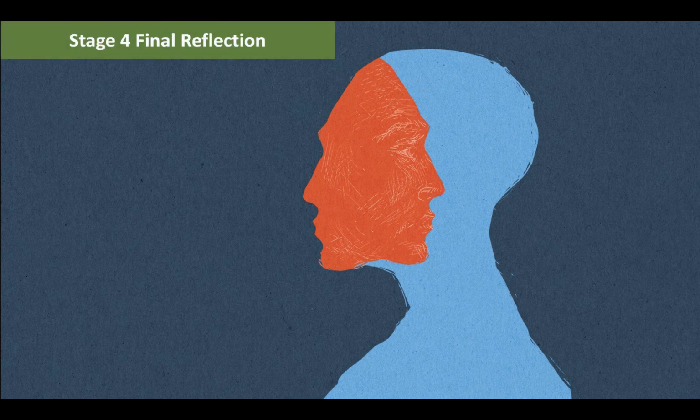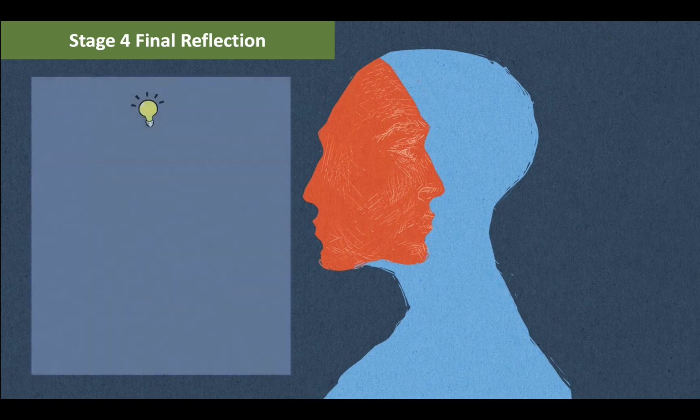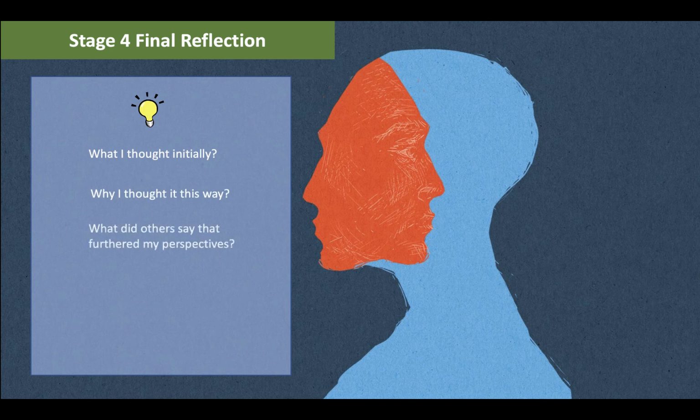Stage 4. Final reflections. After going through the collective intelligence stage, students would have expanded their perspectives by further building upon their original ideas or by revising them. At this stage, you can present a reflective thinking task by asking them questions like, what I thought initially, why I thought it this way, what did others say that furthered my perspectives, what did others say that revised my perspectives. Now, what do I think?